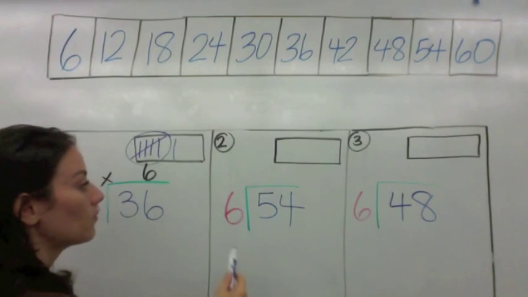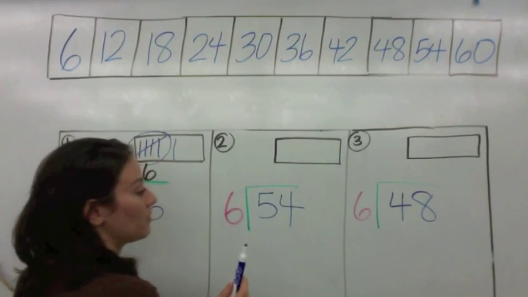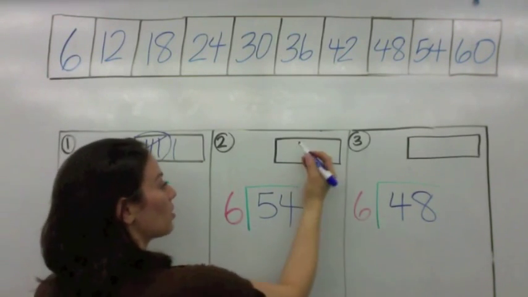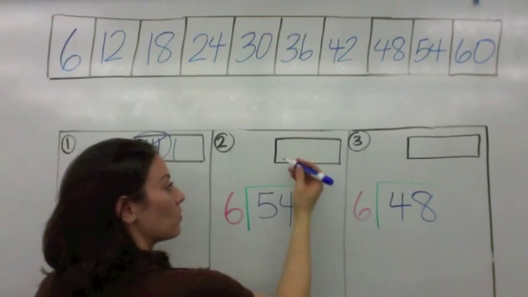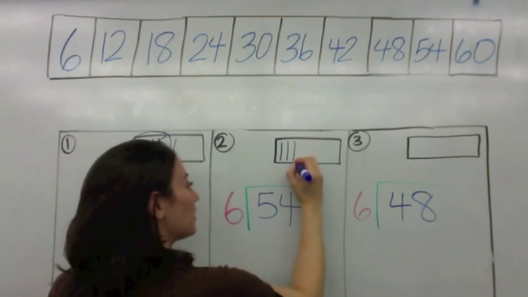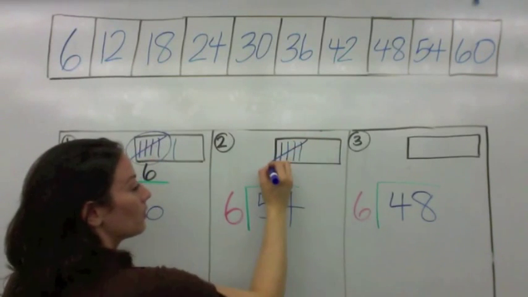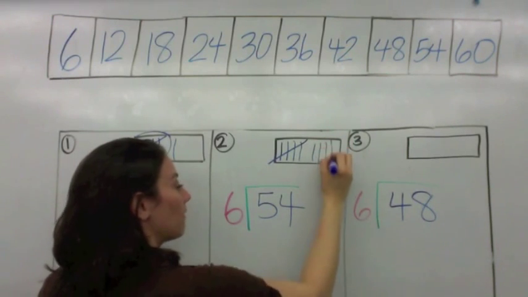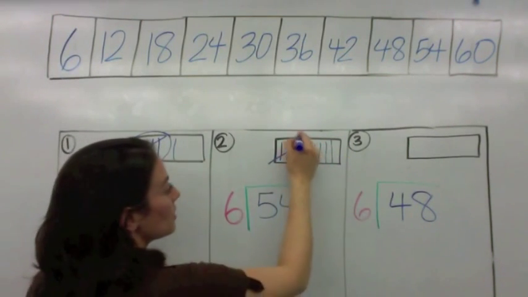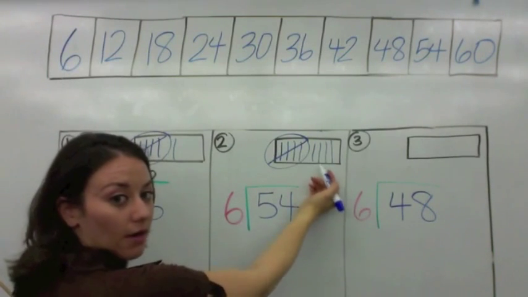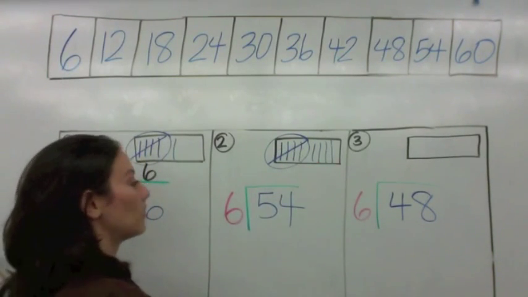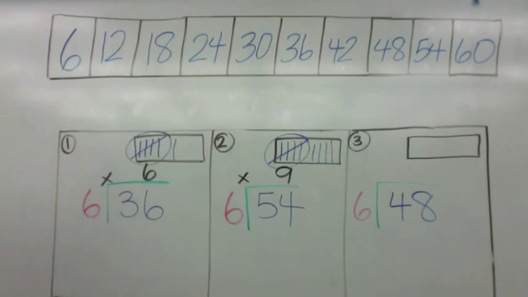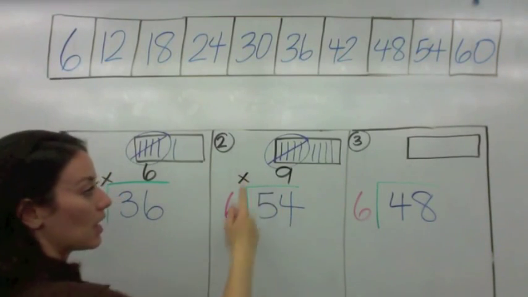All right, how many times does 6 go into 54? Or how many times do you skip count by 6 to get to the number 54? Sing with me, ready, go. 6, 12, 18, 24, 30, 36, 42, 48, 54. Okay, so this is 5 plus 4. 5 plus 4 is 9. Very good. So 6 times 9 is 54, or 54 divided by 6 is 9.